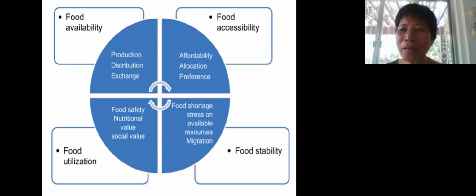And then sometimes preferences too is part of food accessibility. The third dimension is this one: food safety, nutritional value, and social value. The food utilization. Do you eat enough carbohydrates, meaning yams and so forth and rice, but very little protein? That is food utilization. And food stability means there is shortage of food because of the stress on available resources.